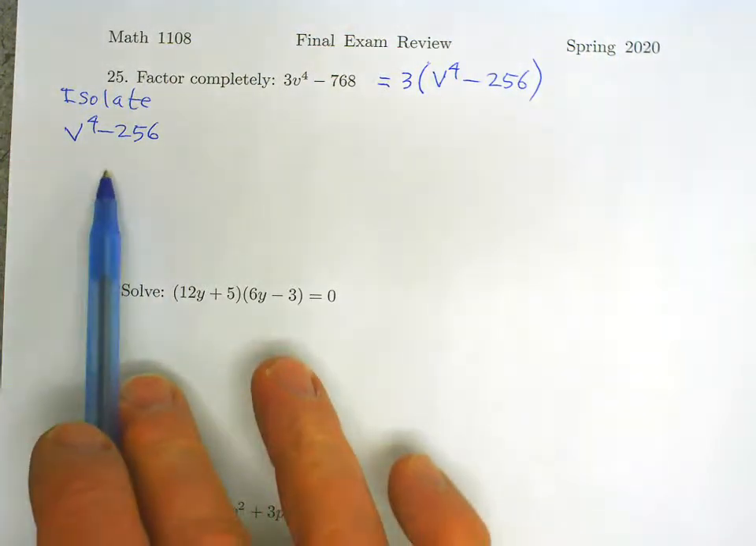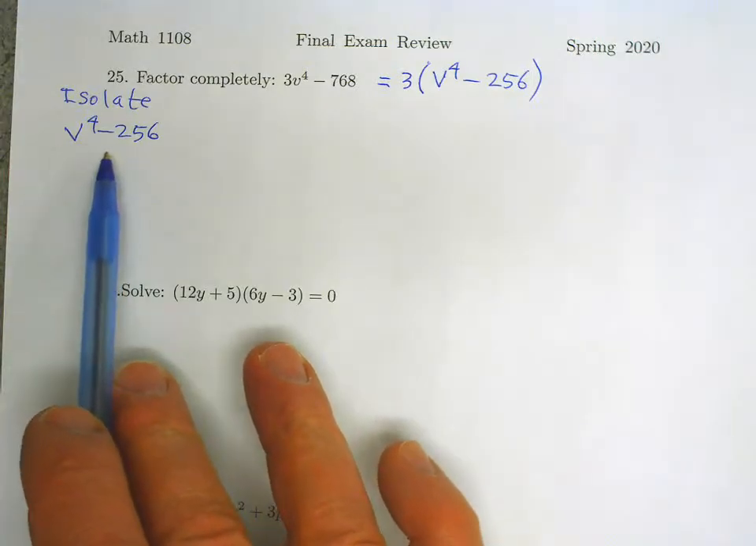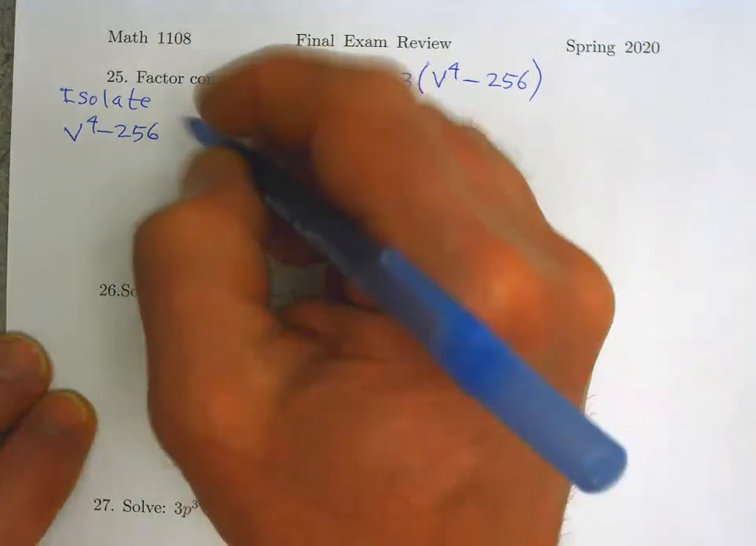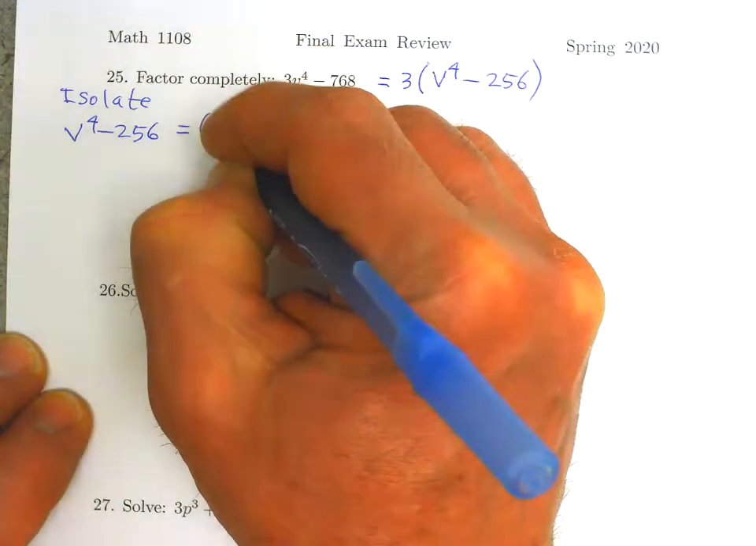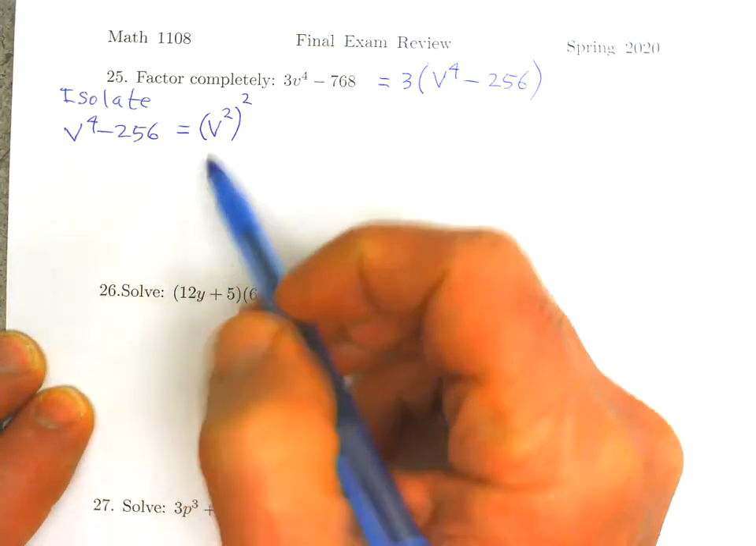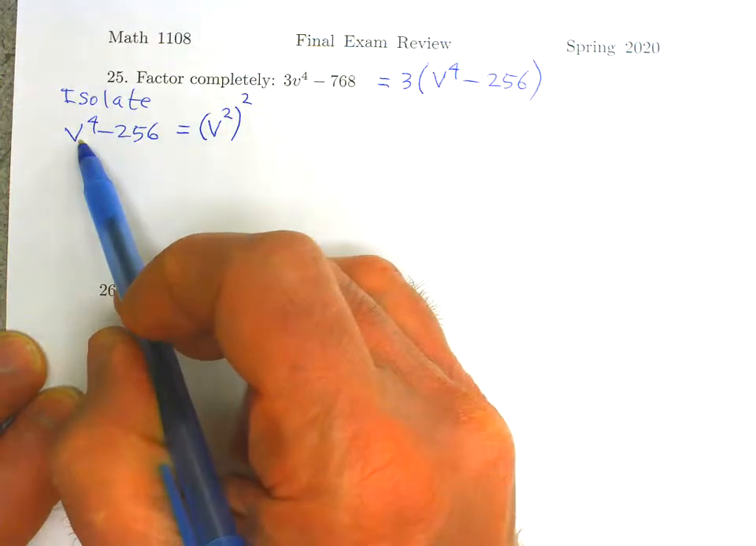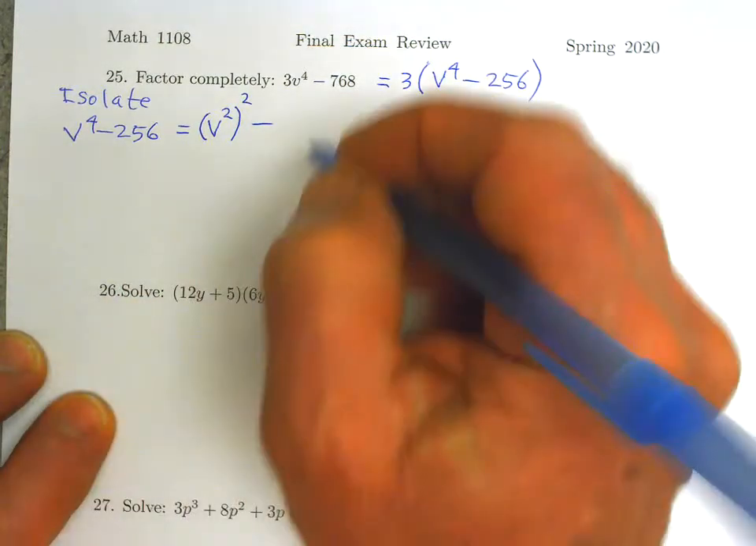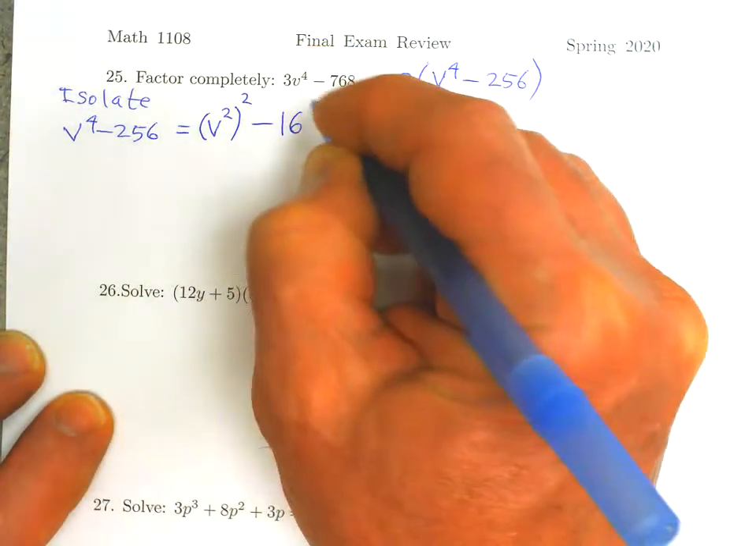One of the interpretations is that it's a difference of squares. So if you square v to the second, that's equivalent to v to the fourth. And 256 is a perfect square. It's equal to 16 to the second.